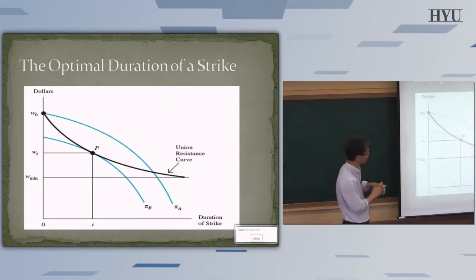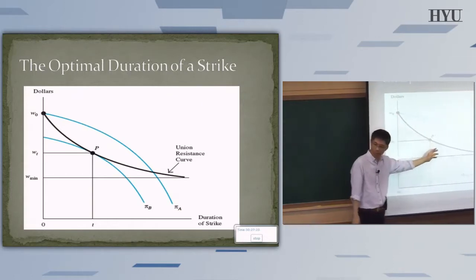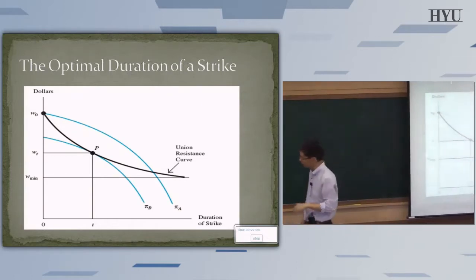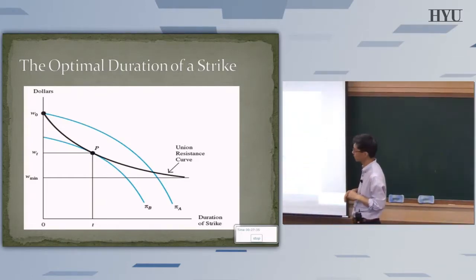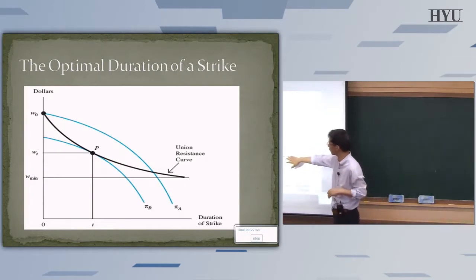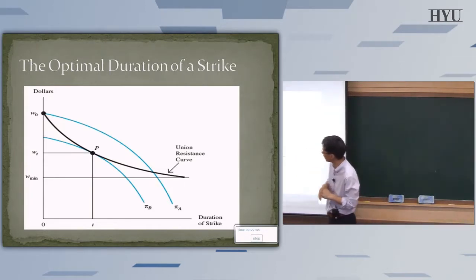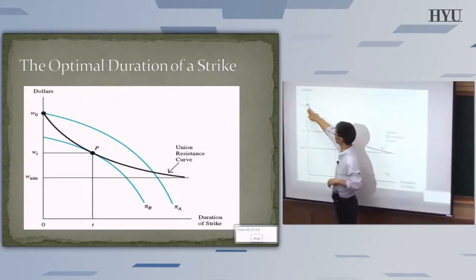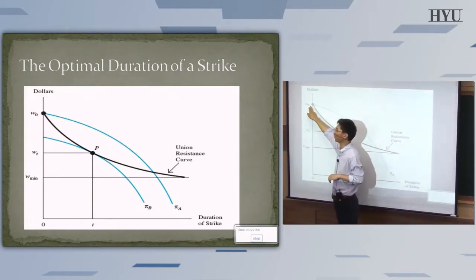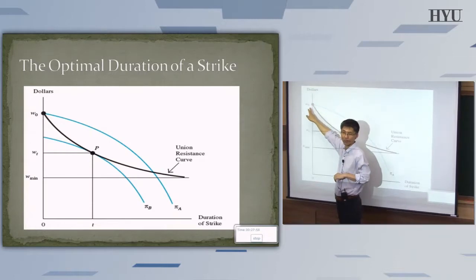First thing is that this is the union resistance curve. What is the union resistance curve? This horizontal axis is the duration of strike, how long the strike goes on, and the vertical axis is dollars. Basically, it shows the union's demand, how resistant the union is to the management. At first, the union demands a high wage increase.